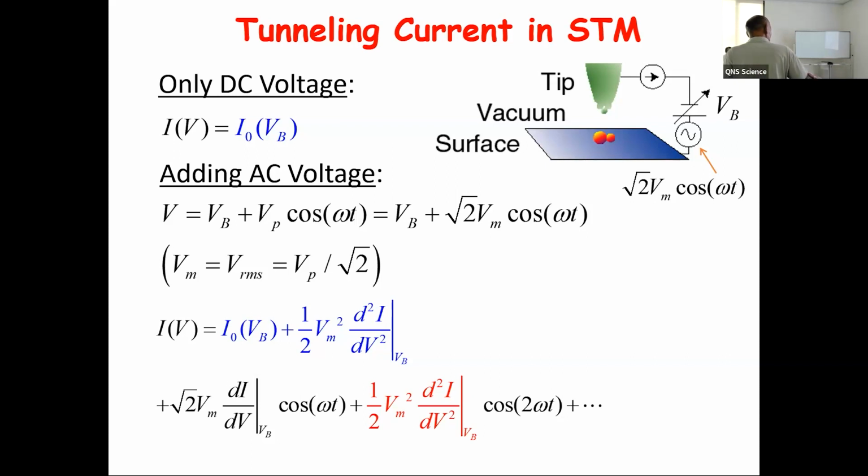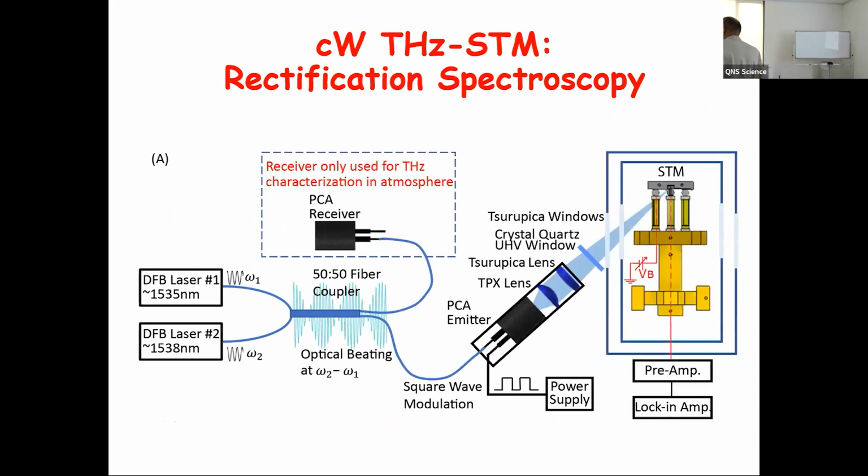You also get a signal from this term here, because the terahertz is basically the voltage modulation. So when you have a voltage modulation, which is the AC signal, you will get a rectification current. And that rectification current, you can see from this simple formula, has a magnitude the same as the IETS, because in IETS you monitor the second harmonic signal, and that magnitude, as given by the lock-in amplifier, is the same as the rectification current. So a good approximation.